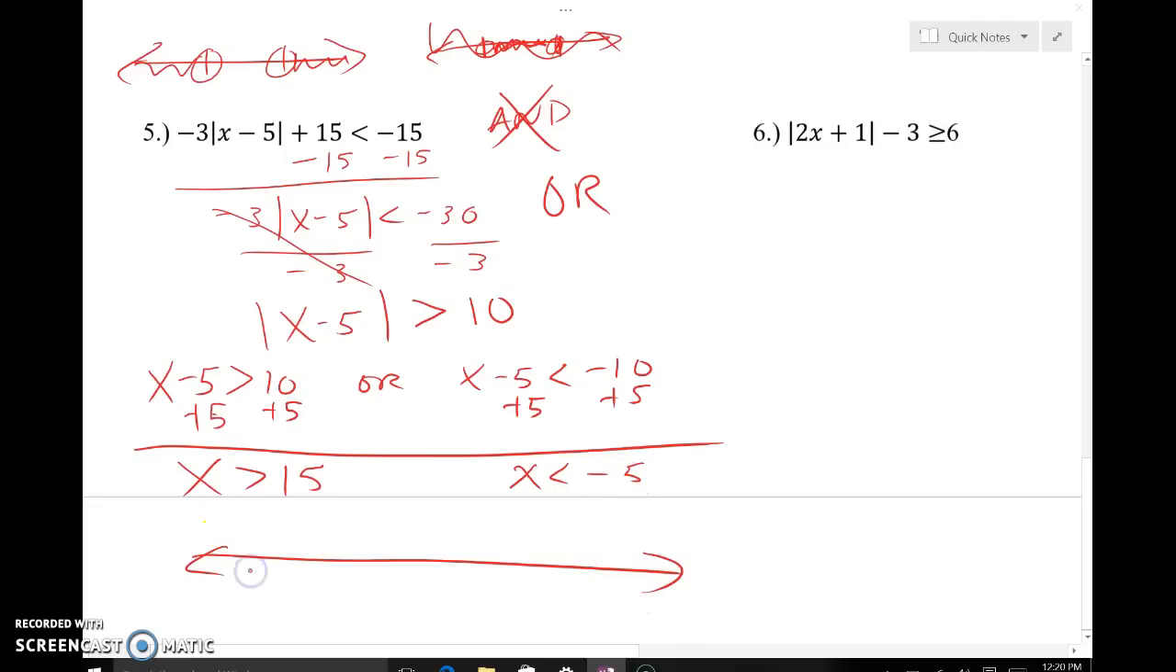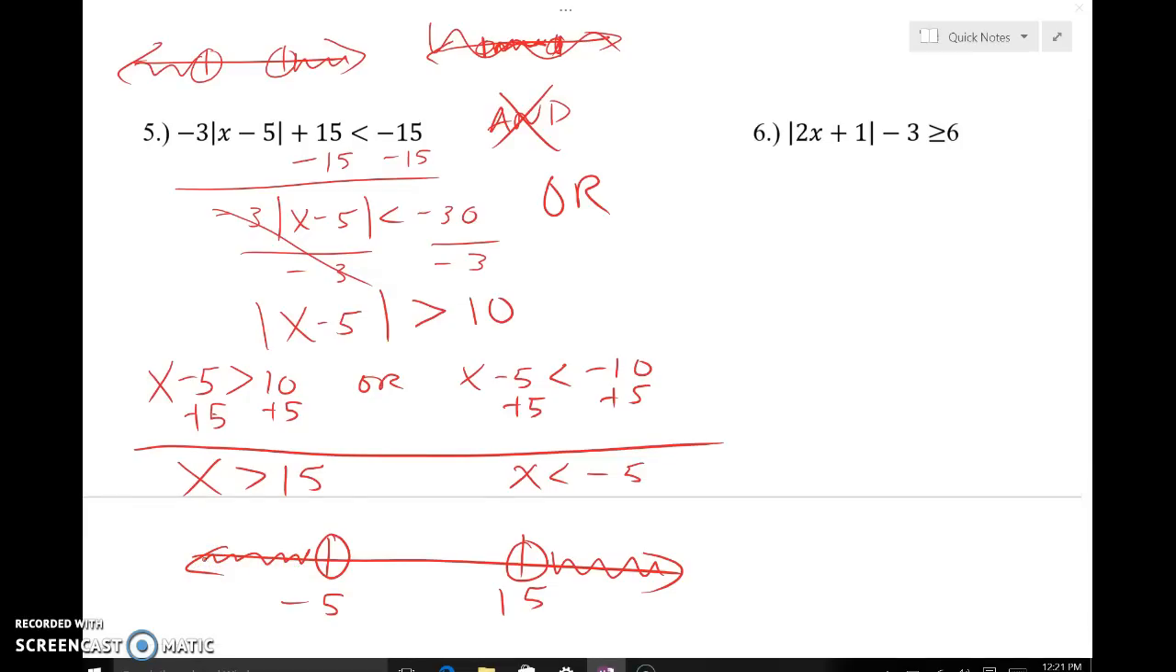Graphing my solution set, I put negative 5 to the left, 15 to the right, open circle, x is bigger than 15, or x is smaller than negative 5. All right, so now we've got two ors under our belts.